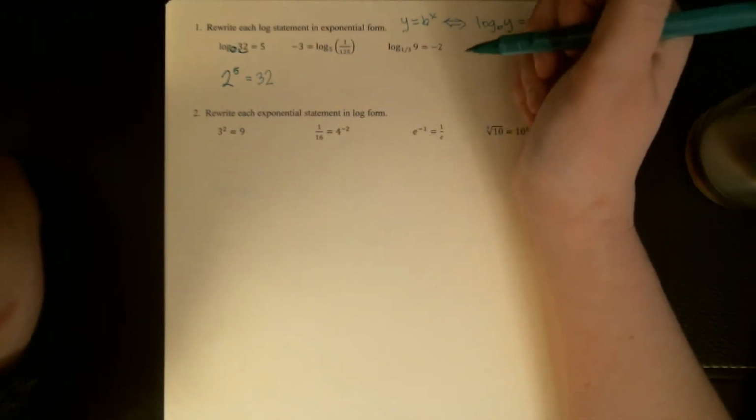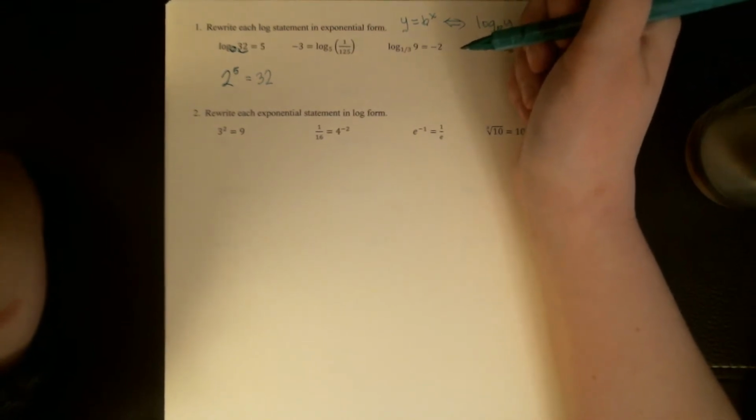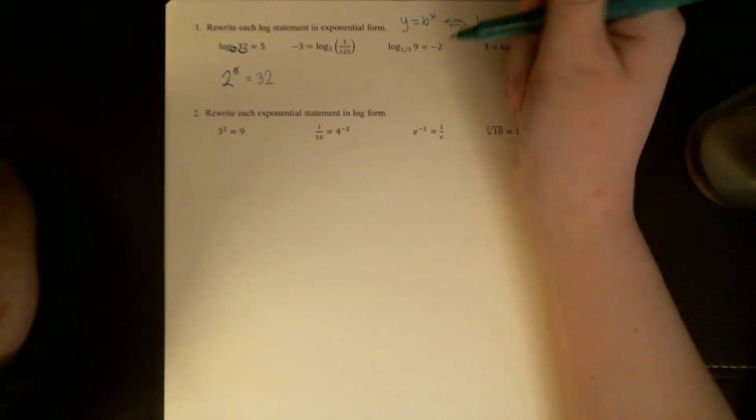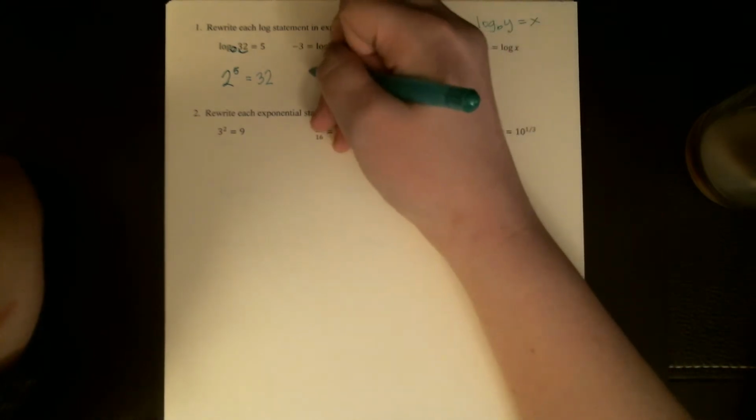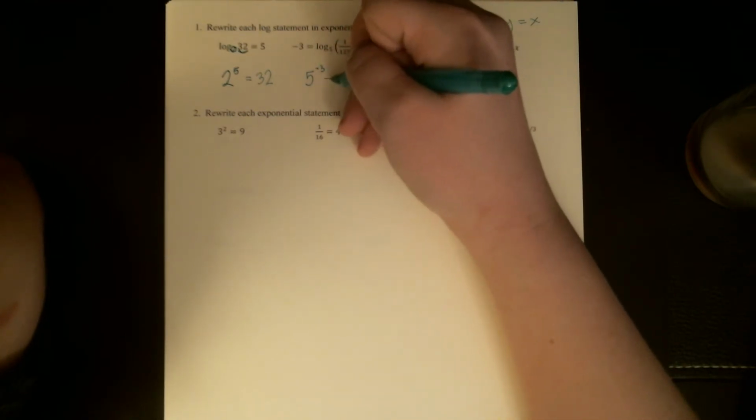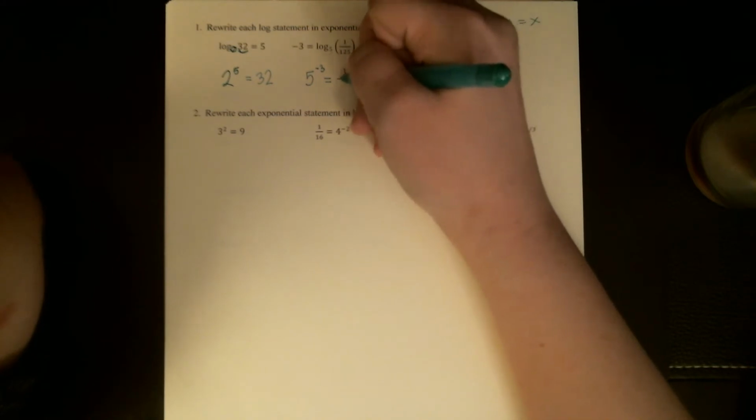I want to do some more, especially with some fractions involved. That gets a little tricky. So in this one, we have -3 is equal to log base 5 of 1 over 125. So the base should always be easy to snag. The base of the log should be the base of the exponential. The log is always equal to the power. So the -3 should be my power. And the 1 over 125 should be the result.